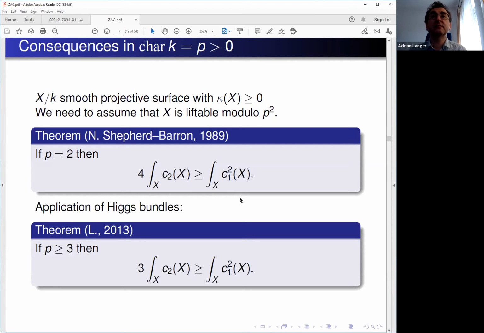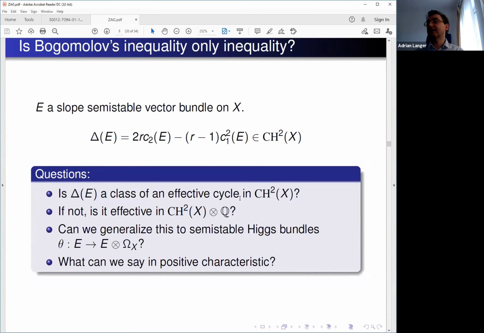So these are just some applications of this kind of result, but it has many others that I'm not going to talk about. Instead of that, I'm going to talk about something different. The main question that I would like to ask is whether this Bogomolov's inequality is only an inequality. So we have something that is slope semi-stable with respect to some polarization, whatever.